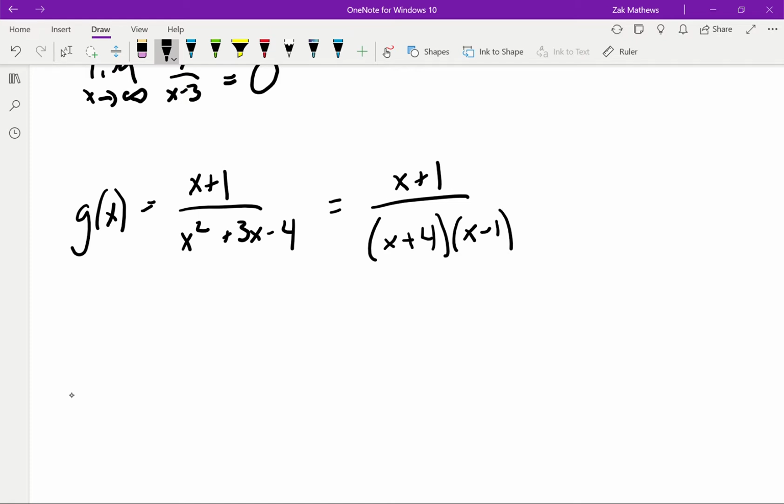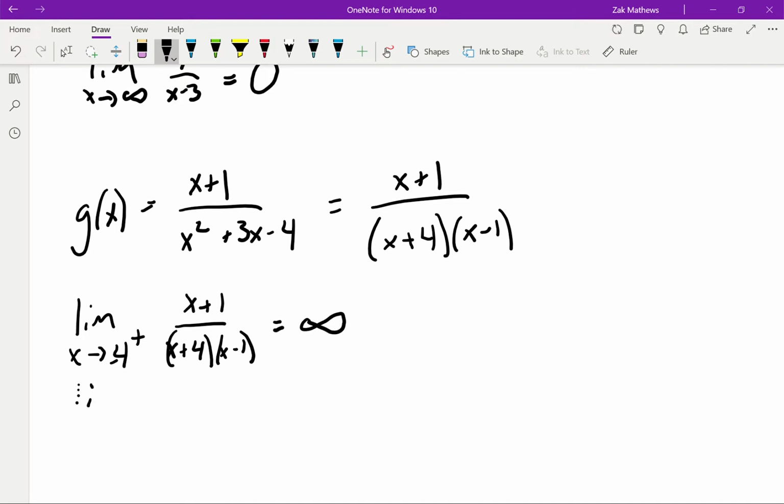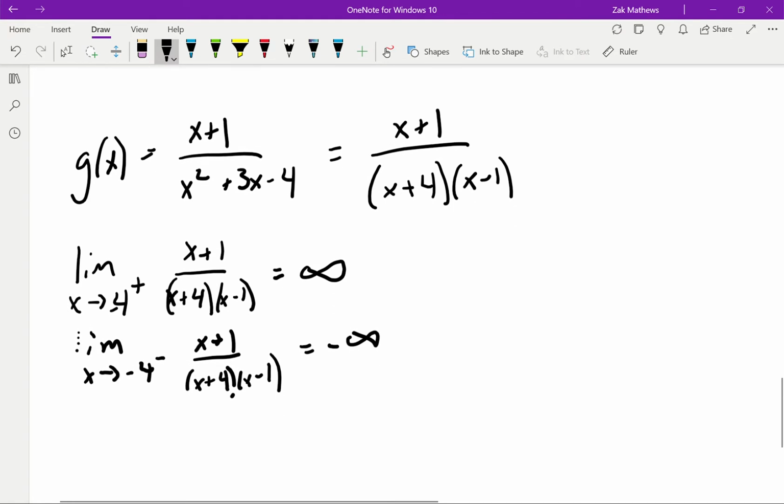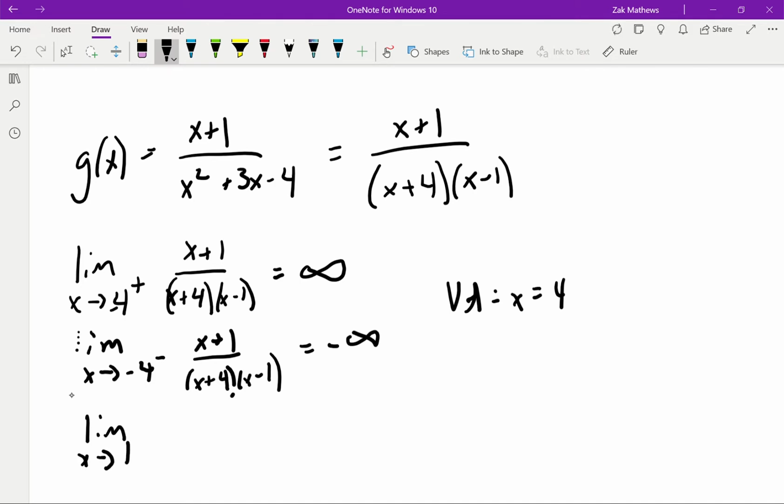To show that, I'm going to take a limit. As x goes to -4, we'll start from the right, of x plus 1 over x plus 4, x minus 1. I'm going through these limits fairly quickly just because this is what we'd done in the last video. That's going to infinity. Already I've proven that I have an asymptote there, but let's find what it's doing on the left-hand side. If we come at it from the left, we're going to get negative infinity. So we now know what's going on at -4, and we know that there is a vertical asymptote at x equals -4.